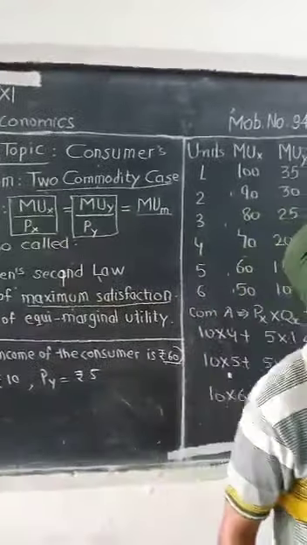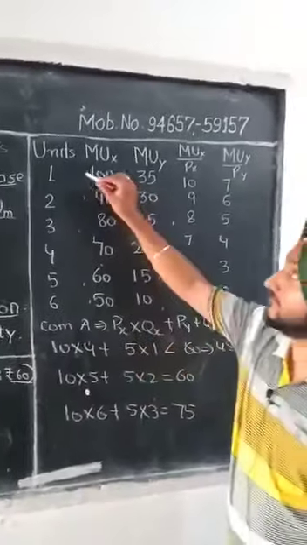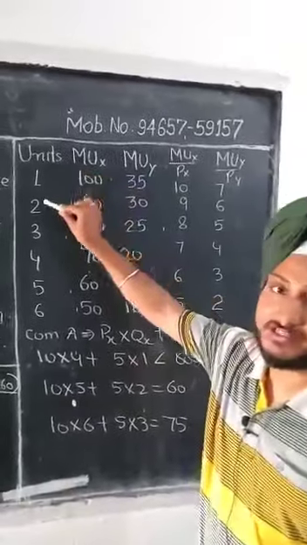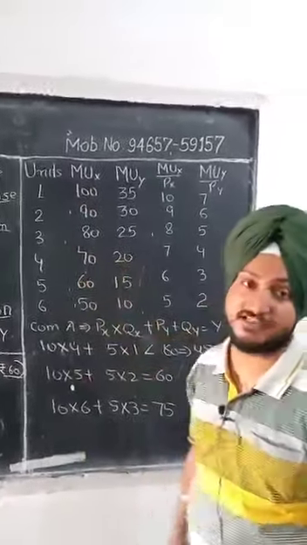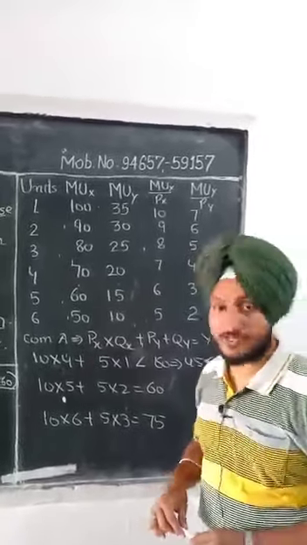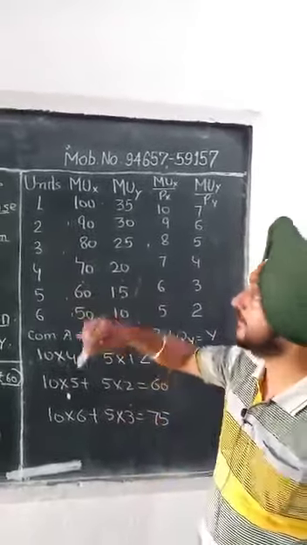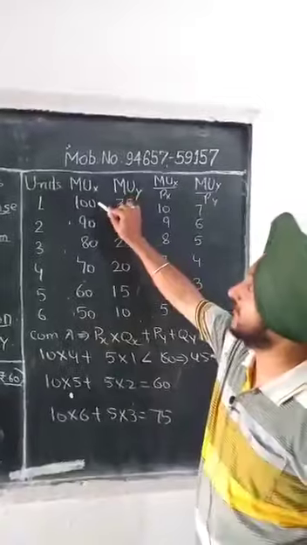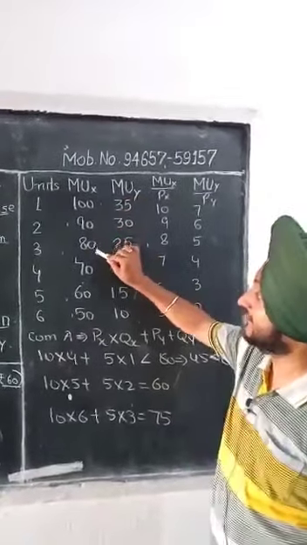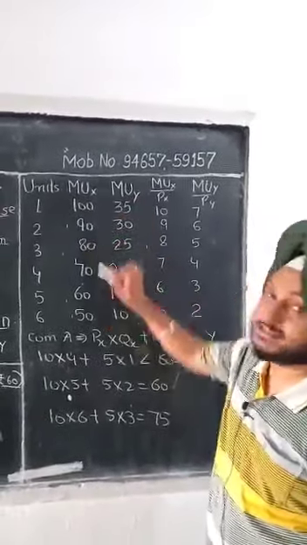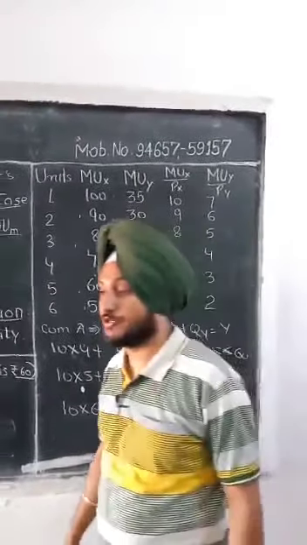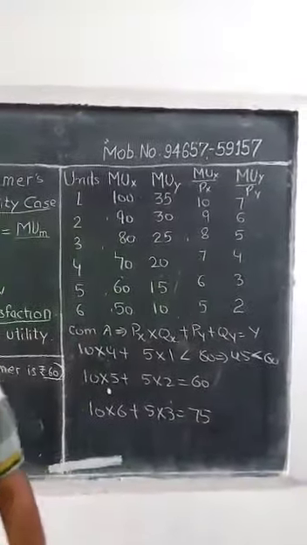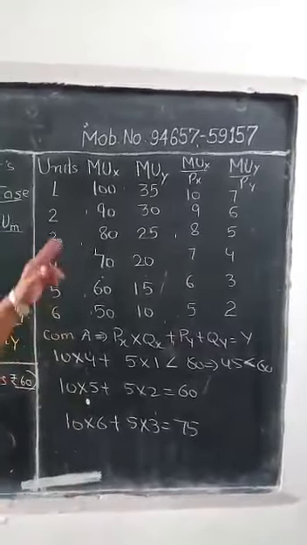Here you can see, students, the units of consumption: 1, 2, 3, 4, 5, 6. These are the quantity units we are consuming. The marginal utility of x is 100, 90, 80, 70, 60, 50. Why is it diminishing? Recall the topic, law of diminishing marginal utility. Due to the law of diminishing marginal utility, it is diminishing.